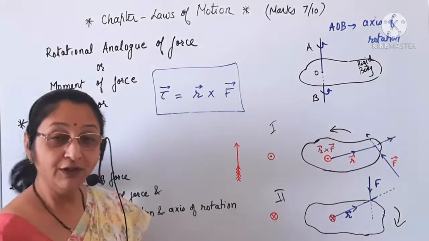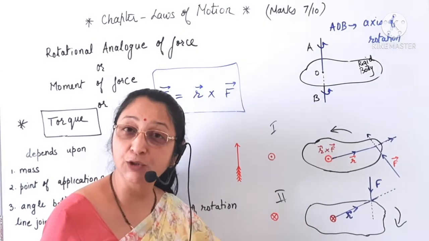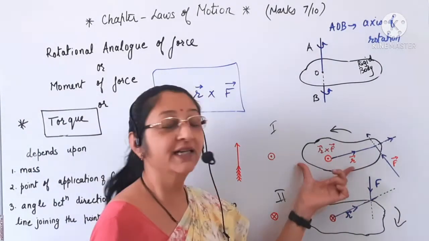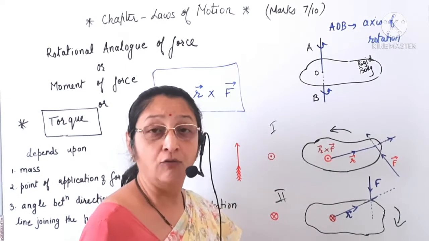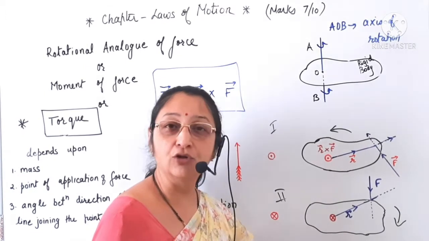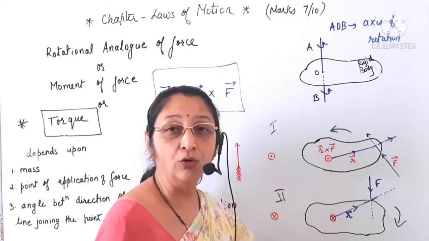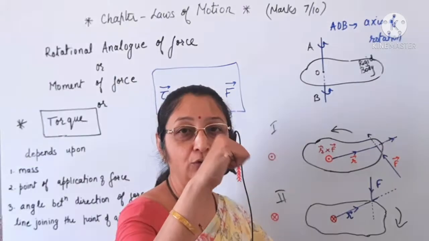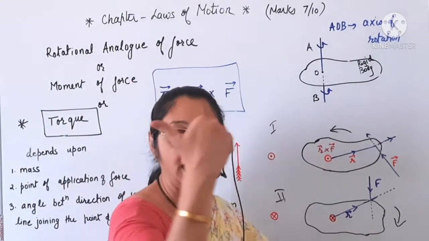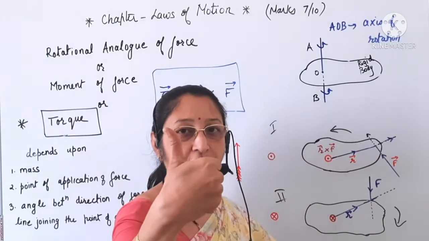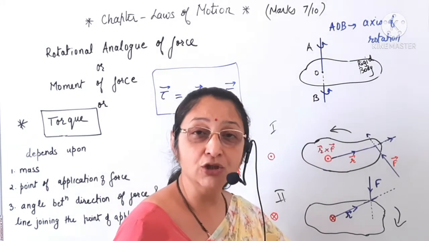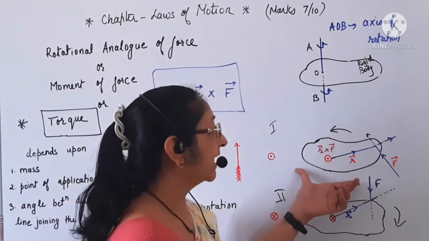Now, as we know, for finding the torque, the mathematical expression is tau is equal to R cross F. Now here we would be discussing two cases for finding the direction of the torque. The direction of the torque is found with the help of the right hand thumb rule. So this is my right hand and this is my thumb. I am curling my fingers and my thumb is outstretched. So with the help of the right hand thumb rule, we would be finding the direction of the torque.